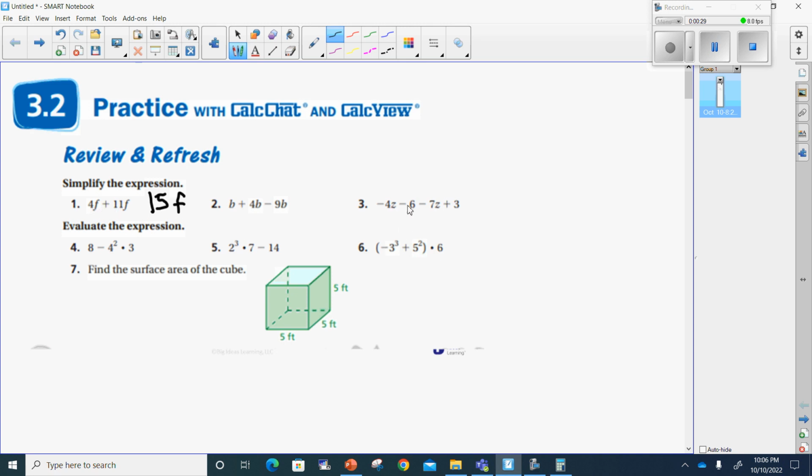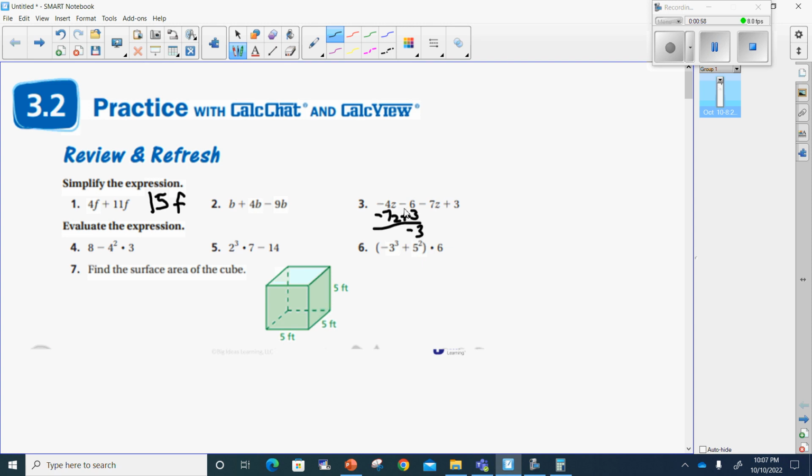How about number 3 here? It says negative 4z plus 6 minus 7z plus 3. We're going to combine the z's. So I'm going to put my negative 7z over here, and I'm going to put my plus 3 over here underneath the negative 6. Well, negative 6 plus 3 is a negative 3.